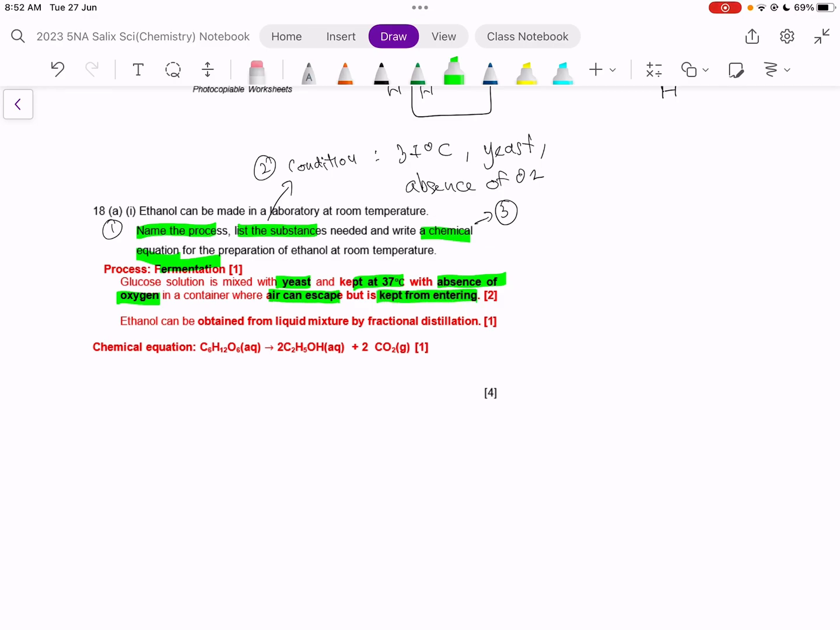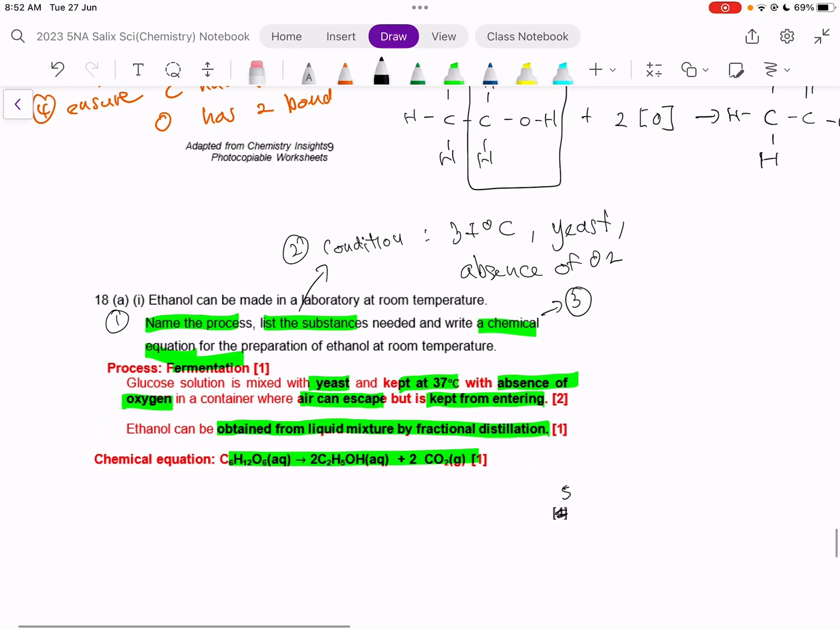Then the second point is how do you purify the ethanol, by fractional distillation. Then the equation. So this is actually, I think, a 5-mark question rather than 4. All right, and so this will be the last video for this assignment.